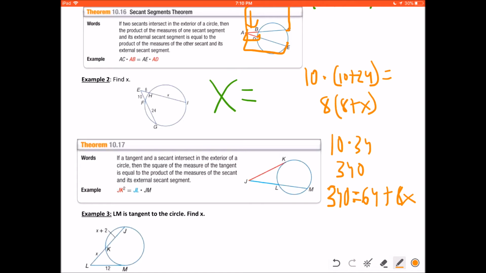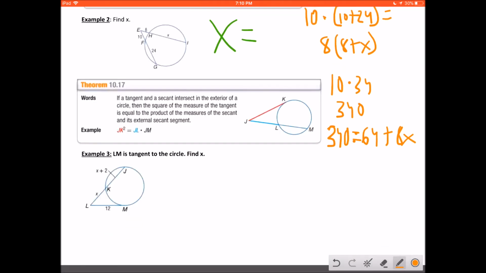Here, I'll move down. Subtract 64, and you get 276 equals 8x. Then divide by 8 to get x equals 34.5, or 69 over 2.